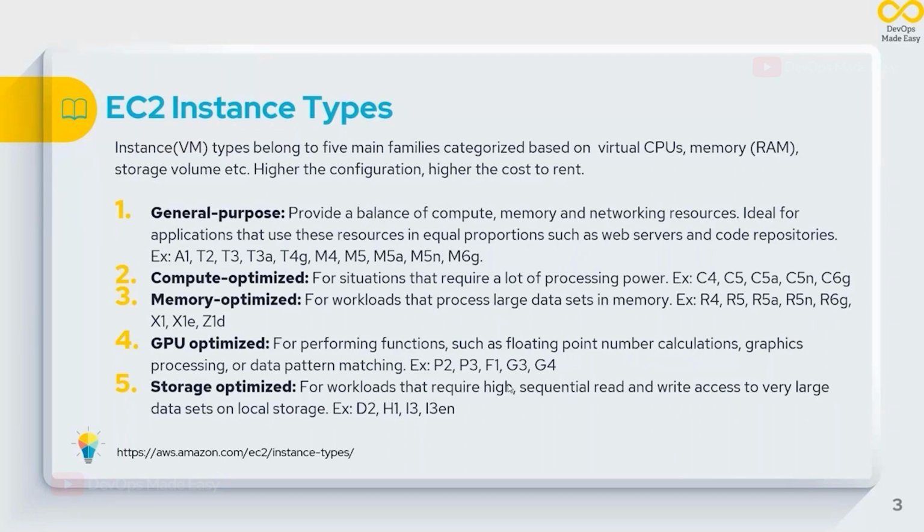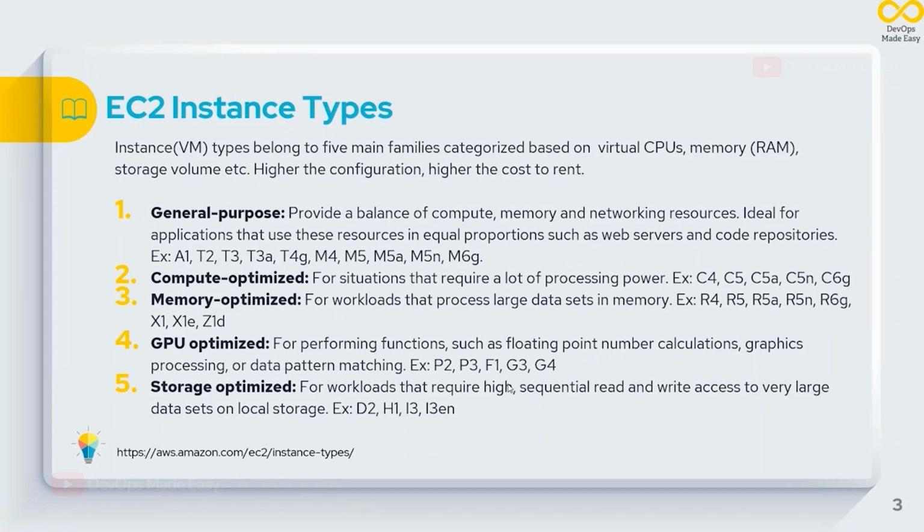Every instance type will have a code like A1, T1, T3. Inside T3 also there are T3 micro, T3 mini. So there are certain codes, and I'll show them in the documentation. Then we have compute optimized, where they have more processing power, like more CPU. This is needed for more CPU intensive applications, and these have codes like C4, C5.